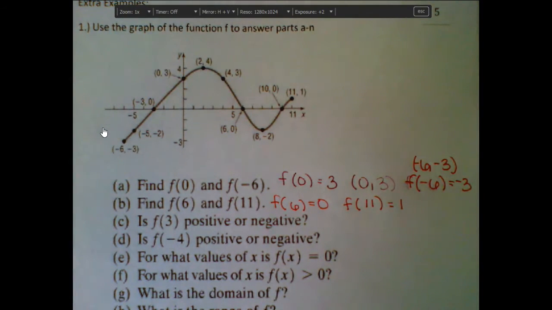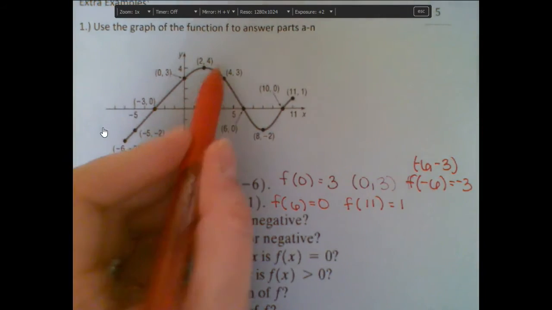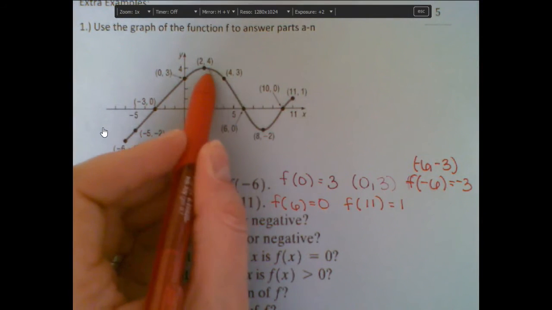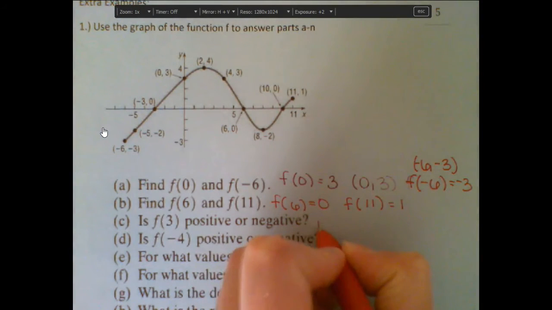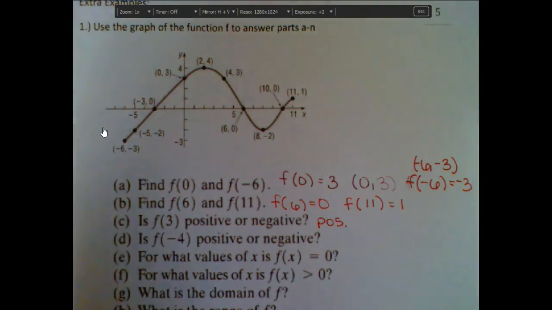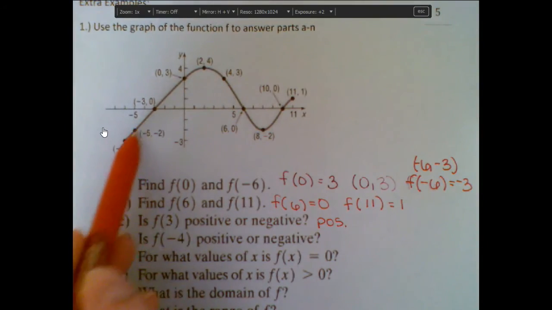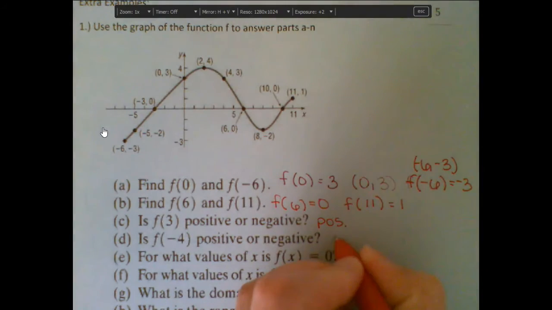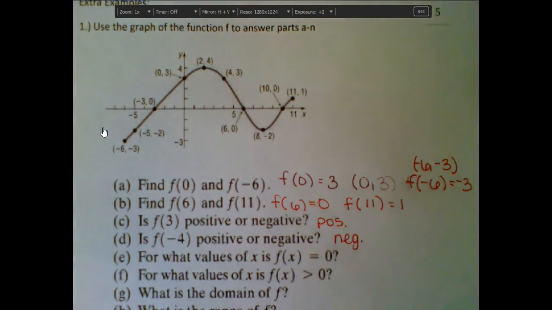Is f of 3 positive or negative? So I'm going to look where x is 3. Okay, that would be somewhere in here. That would be positive. F of negative 4 would be somewhere in here on the graph. Therefore, that would be negative.